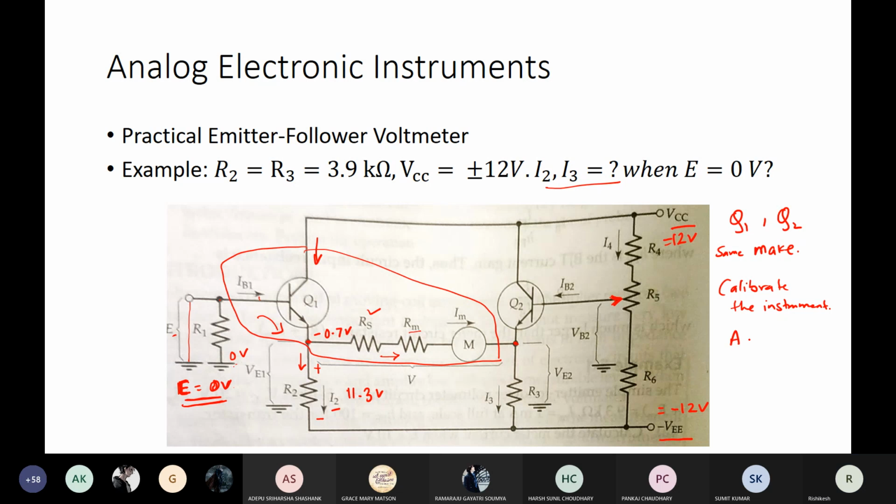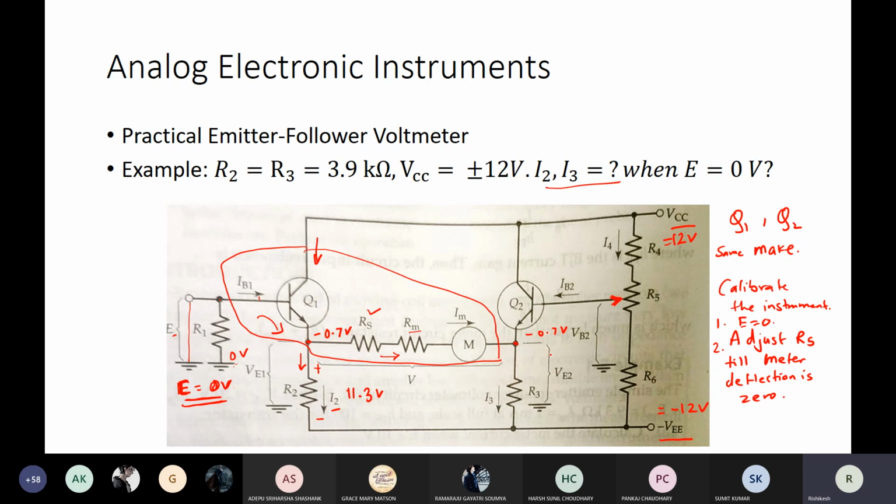So adjust R5 till meter deflection is zero. We'll do that. So first we'll do E is equal to 0, then adjust R5 till meter deflection is 0. What does it mean when meter deflection is 0? What will be the potential of this point? Will be same as minus 0.7. Minus 0.7 volts. Right, so meter is 0.